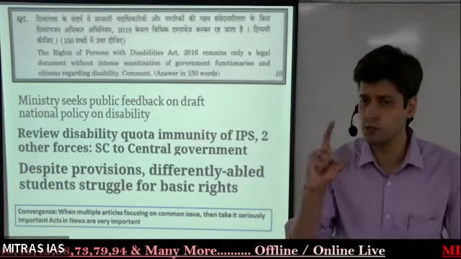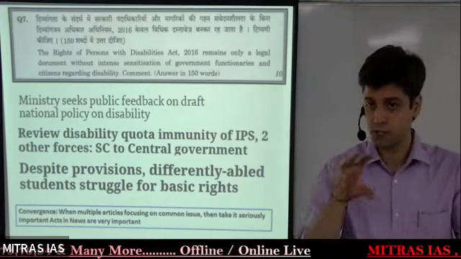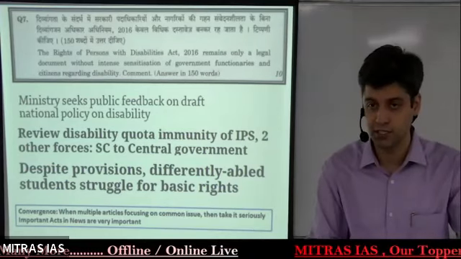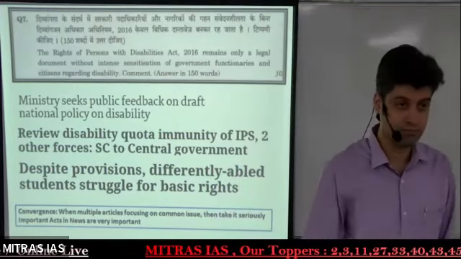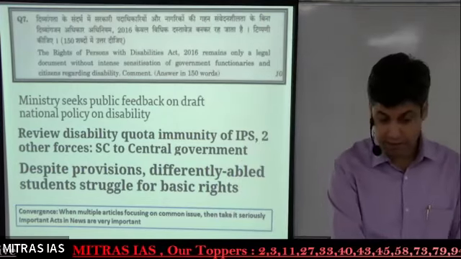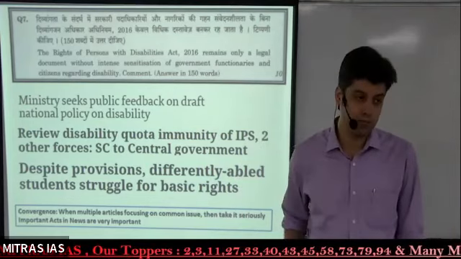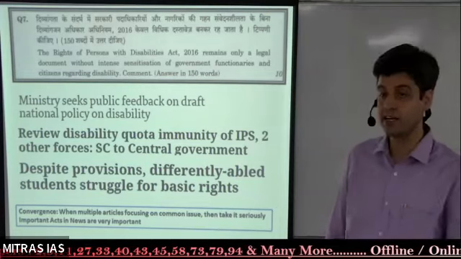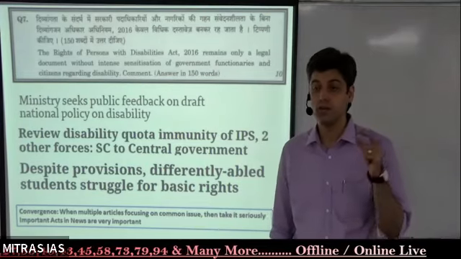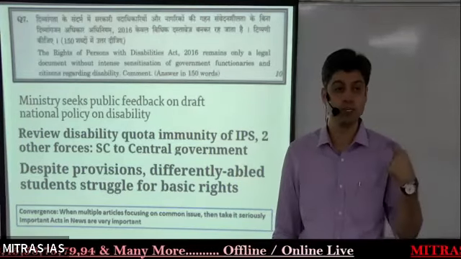And then there are so many smaller articles, if you read the city page, state page, national page, where access for the disabled is still a problem. And that is where they have asked about sensitization of government functionaries and citizens regarding disability, which is still an issue despite the act being enacted. That is where you can pick up the points from the draft guidelines.